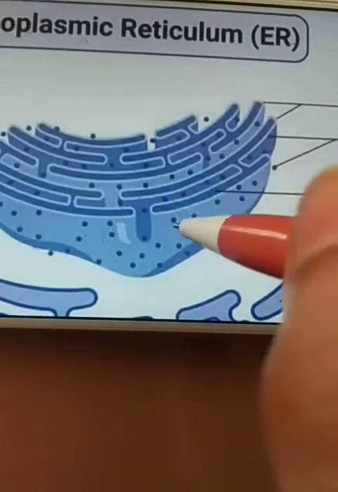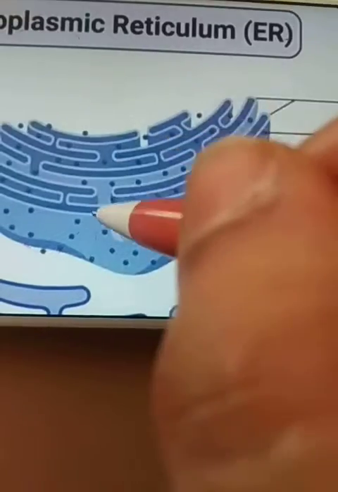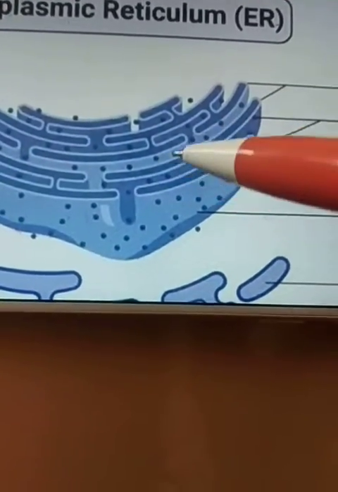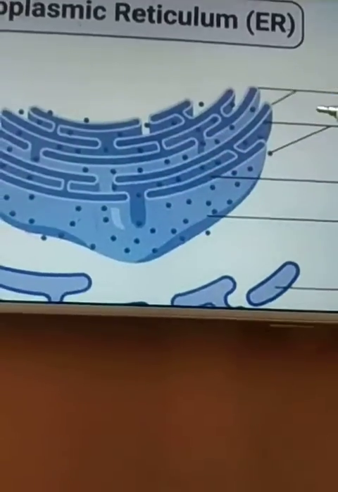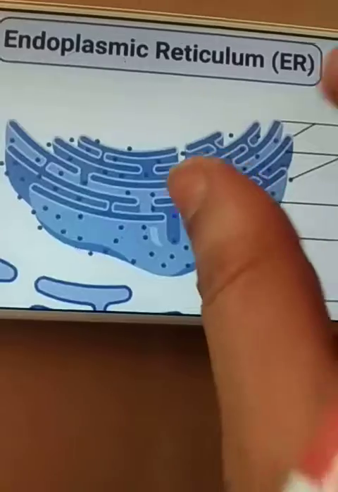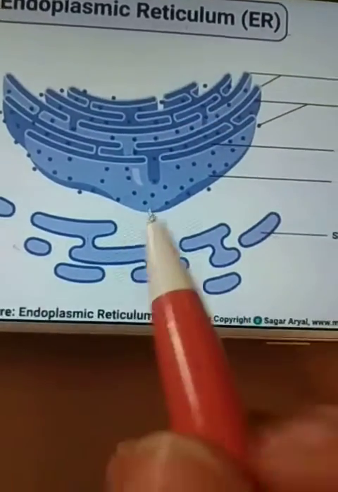It also provides a surface for some biochemical activities. It can be classified into two types.